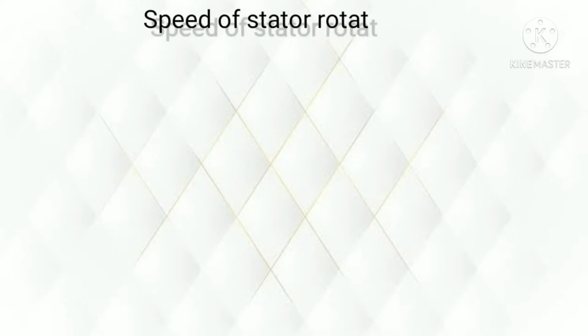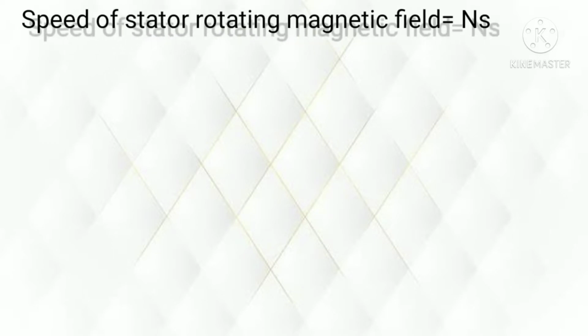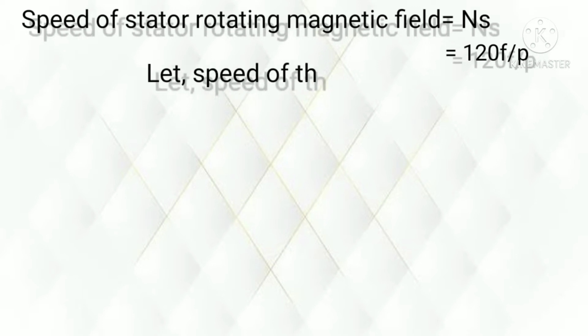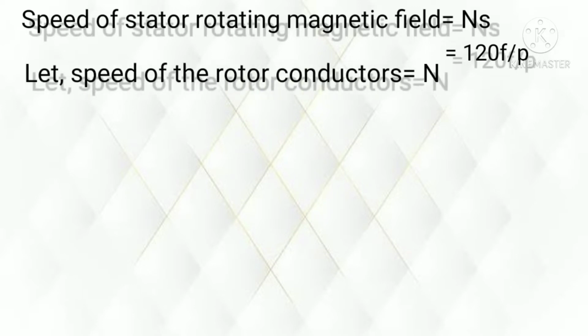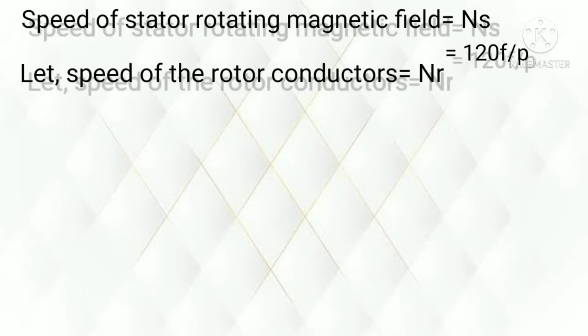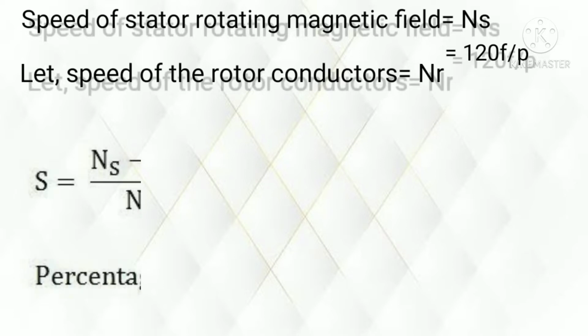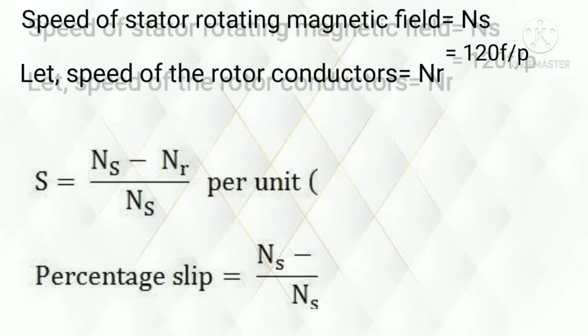Now the stator field is moving at a speed Ns, that is synchronous speed, equal to 120 F by P. Let's assume the speed of the rotor equal to Nr, which is less than synchronous speed, because an induction motor is an asynchronous machine. The relative speed between the stator rotating magnetic field and the rotor is called slip. So slip is equal to (Ns minus Nr) divided by Ns.